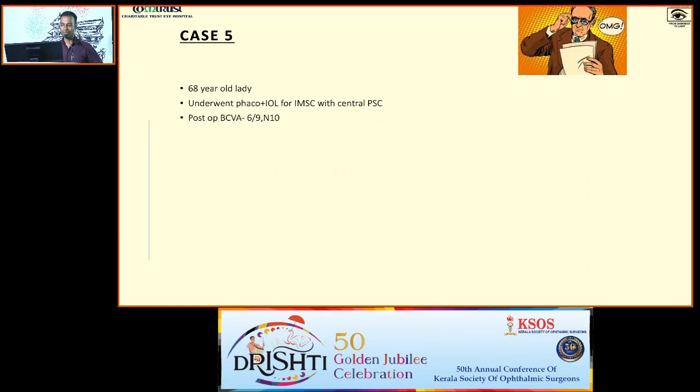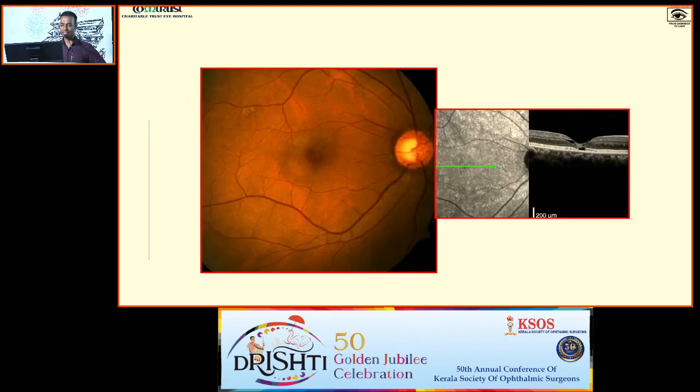So coming to some post-operative surprises, this lady after phaco had a vision of 6/9 and N10, and clinically we could see a little bit of parafoveal graying, and this is classical macular telangiectasia.